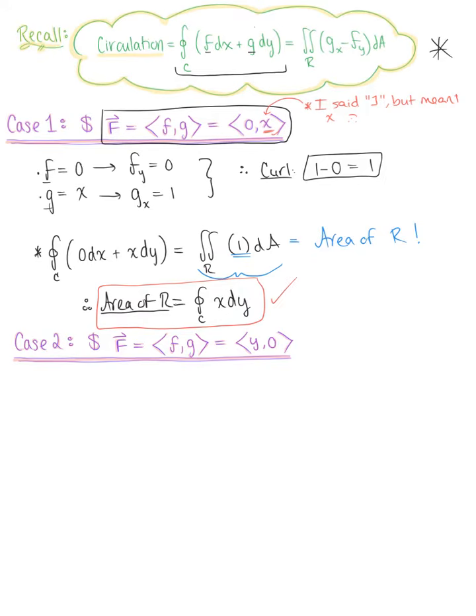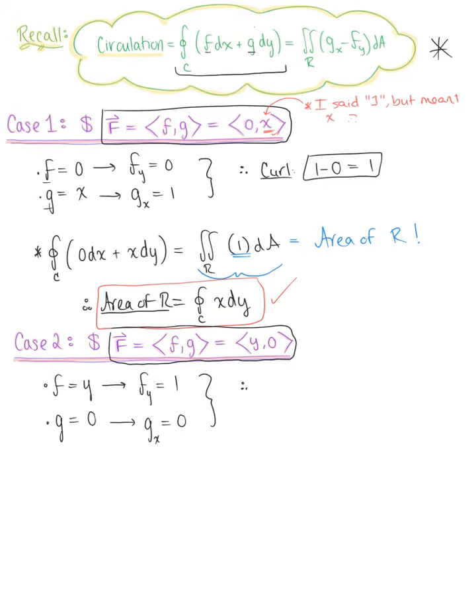But we also need to consider case 2. Here we suppose that the vector field is defined by the vector with components y, 0. We want to apply Green's theorem here just as we did in case 1. So our f component is y, our g component is 0. Taking the partial derivative of f with respect to y, we end up with 1. The partial derivative of g with respect to x is 0. So the curl is going to be equal to 0 minus 1, which leaves us with negative 1.